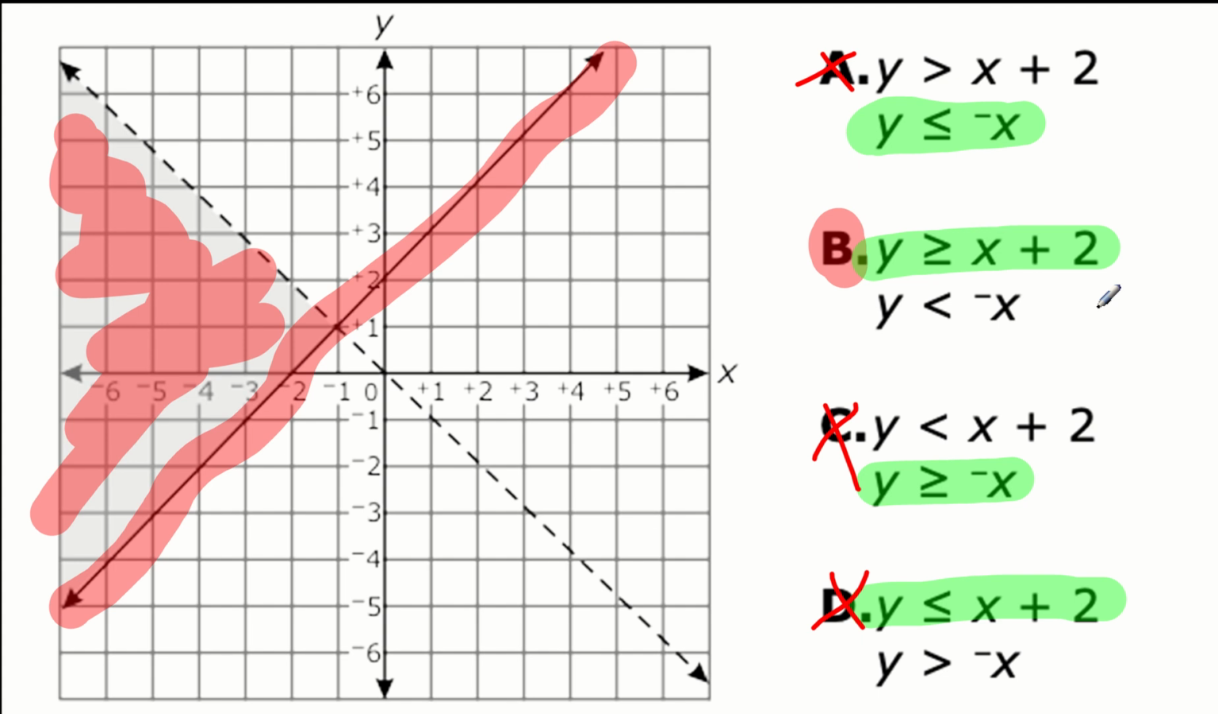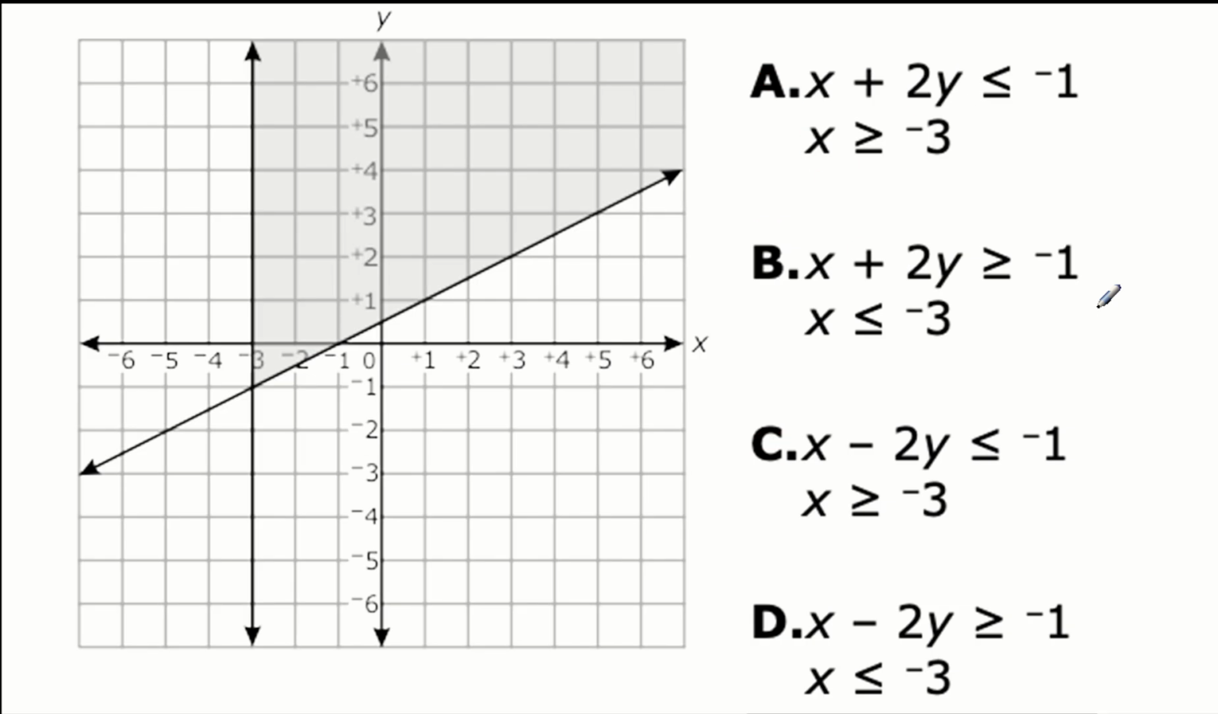So if this line were an equation, that would be x equals -3. Vertical lines are x equals.